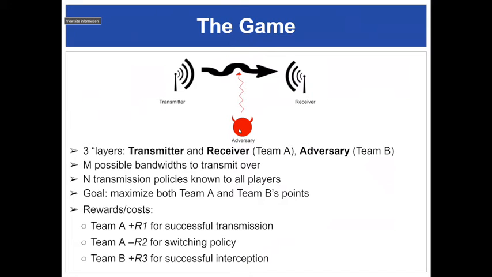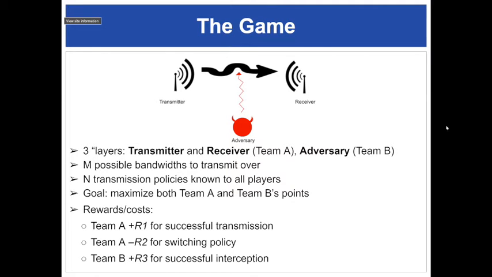Okay. So we were proposed with this game, and it's basically 3 players: a transmitter, a receiver, and an adversary. The transmitter is trying to send information to the receiver, and the adversary is trying to jam. The transmitter has n possible bandwidths to transmit information over, and n possible policies. These policies are basically just the pattern of the bandwidths, and these are predetermined and known to all agents in the game. So the goal is to maximize both Team A and Team B's points.